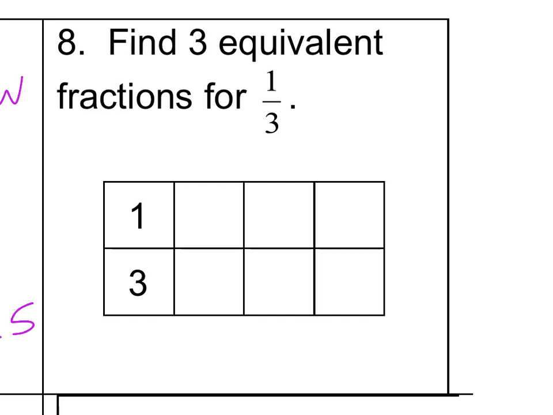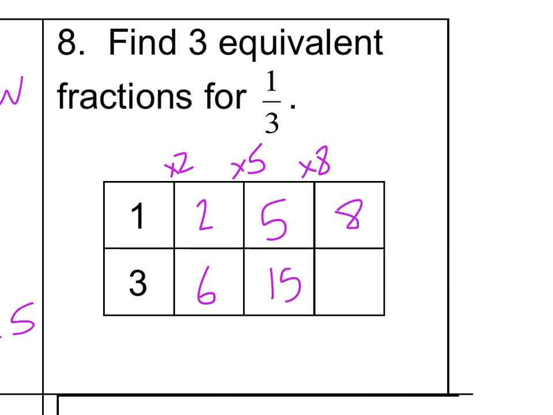Remember, with equivalent fractions, all we're looking for is to multiply the numerator and the denominator by the same factor. So let's do times 2. Let's have fun, do times 5, and let's do times 8. You can do times 2, times 3, and times 4, but I'm just going to show you that these are all equal. So 1 times 2 is 2, and 3 times 2 is 6. So 2/6 is equivalent. 1 times 5 is 5, and 3 times 5 is 15, and then 1 times 8 is 8, and 3 times 8 is 24. So 5/15ths, 8/24ths, 2/6, they're all the same as 1/3.